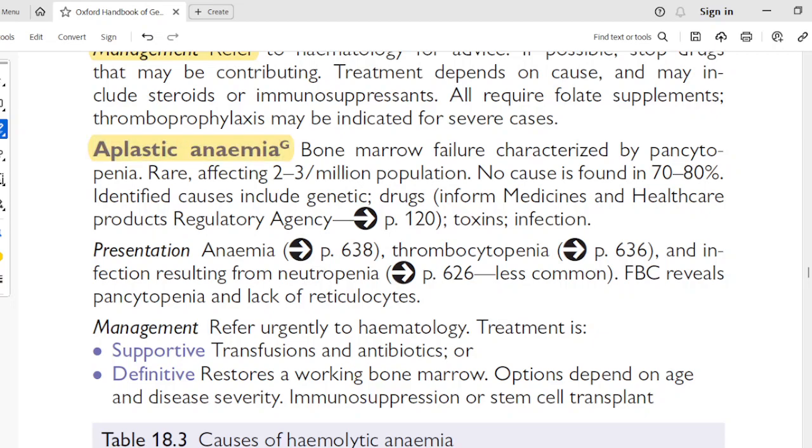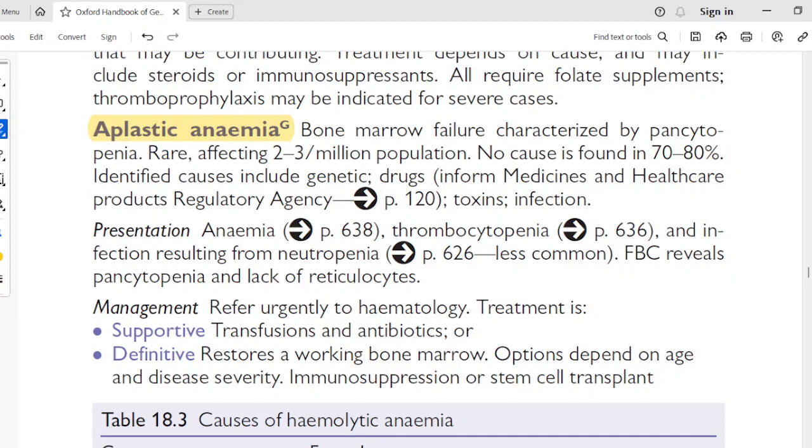Aplastic anemia. Bone marrow failure characterized by pancytopenia, rare, affecting 2 to 3 per million population. No cause is found in 70 to 80%. Identified causes include genetic, drugs, informing MHRA if any drug is causing aplastic anemia, toxins and infections.